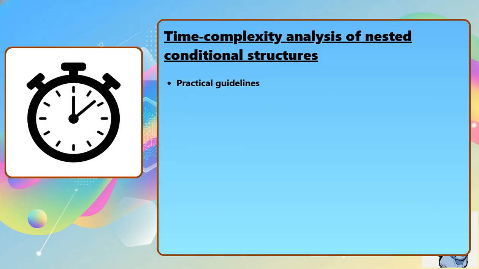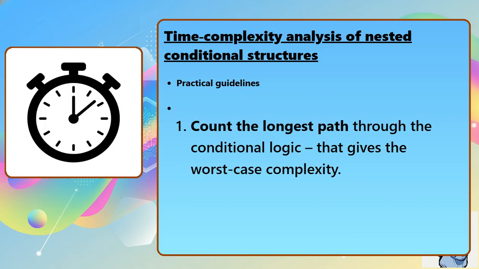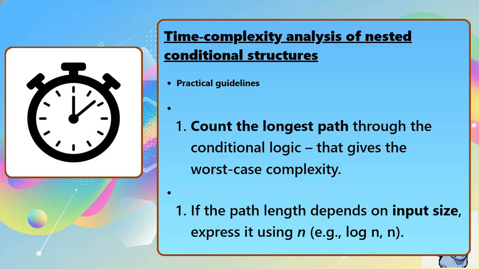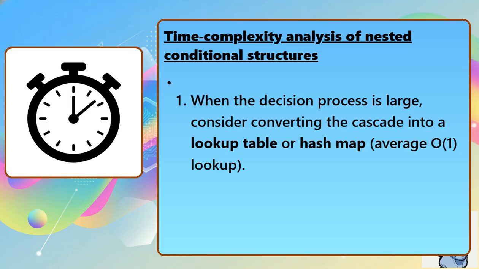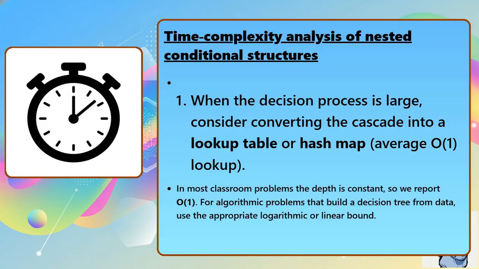Practical guidelines. Count the longest path through the conditional logic; that gives the worst-case complexity. If the path length depends on input size, express it using n, for example log n or n. Use early exits to keep the average path short, especially when many inputs fail early checks. When the decision process is large, consider converting the cascade into a lookup table or hash map, with average O(1) lookup. In most classroom problems, the depth is constant, so we report O(1). For algorithmic problems that build a decision tree from data, use the appropriate logarithmic or linear bound.